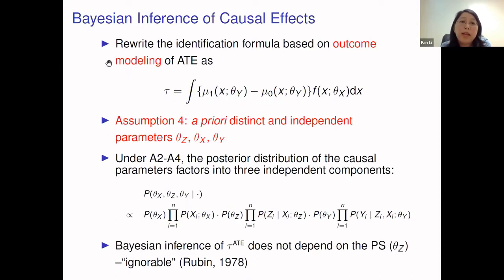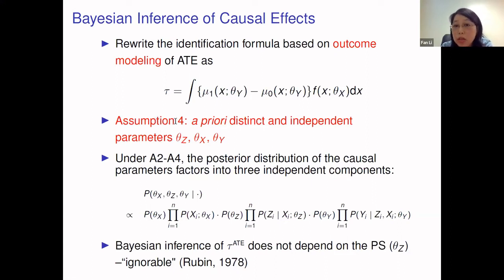Okay, so again, our goal is still to estimate the ATE, right? So let's look at what the identification formula is now based on outcome modeling. If we just do the outcome modeling, we can write it here. Remember, we specify the outcome model for y1, for the treatment group, and for the control group. And now if we integrate over all x, then that is our ATE, right? So now we're getting to the core of the thing. How do we conduct the Bayesian outcome modeling to get the causal effect?